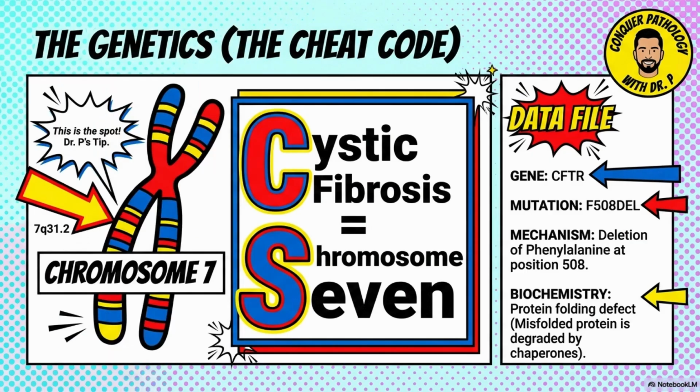Here's the cheat code for the genetics. You need to know this spot. It's on chromosome 7. Cystic fibrosis equals chromosome 7. The gene is CFTR. The most common mutation is F508 deletion. This is a deletion of phenylalanine at position 508. Fundamentally, this is a protein folding defect. The misfolded protein is identified by chaperones and degraded before it ever reaches the cell membrane.